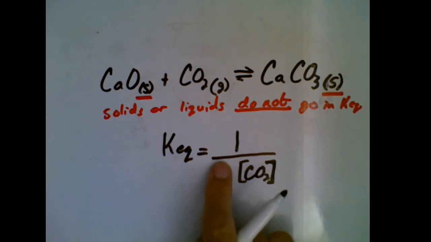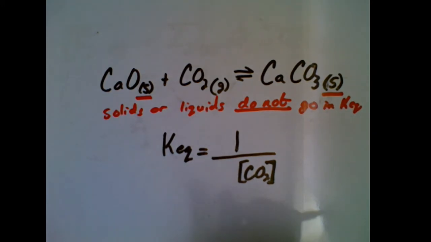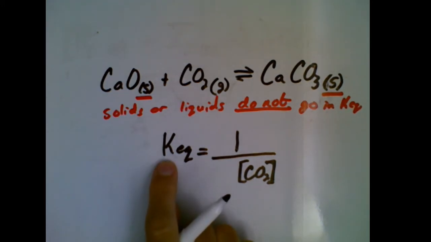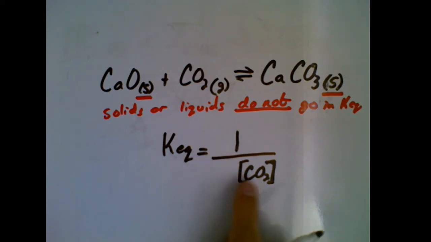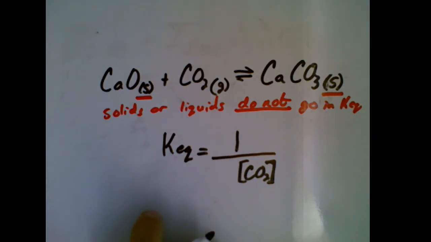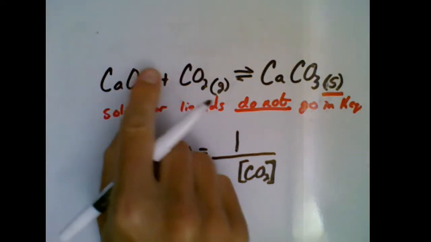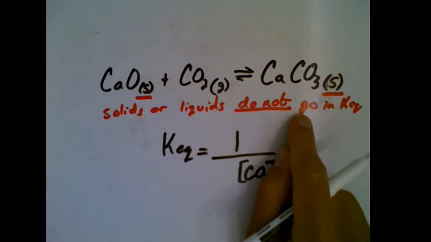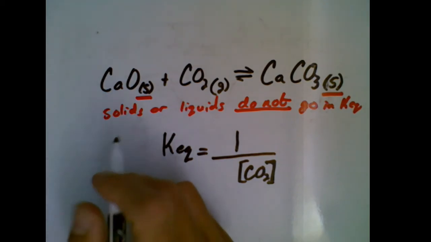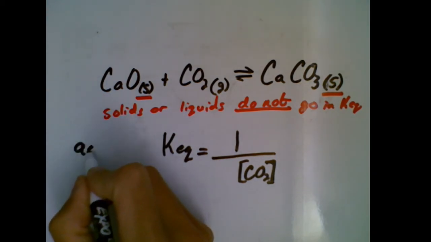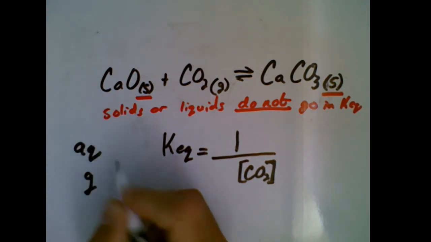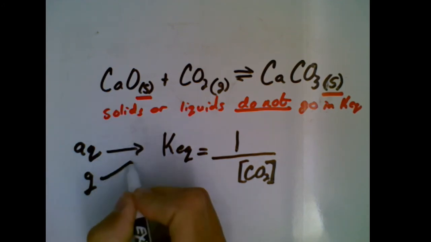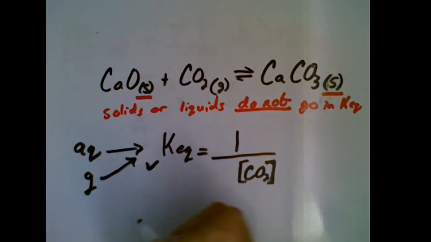Now, because this is multiplied by 1, you actually don't need to show that. And really the KEQ is just 1 divided by the concentration of CO2. The real key here is anything that's solid or liquid, do not put them into the KEQ. If it is aqueous or if it is a gas, those two things do go into your KEQ.